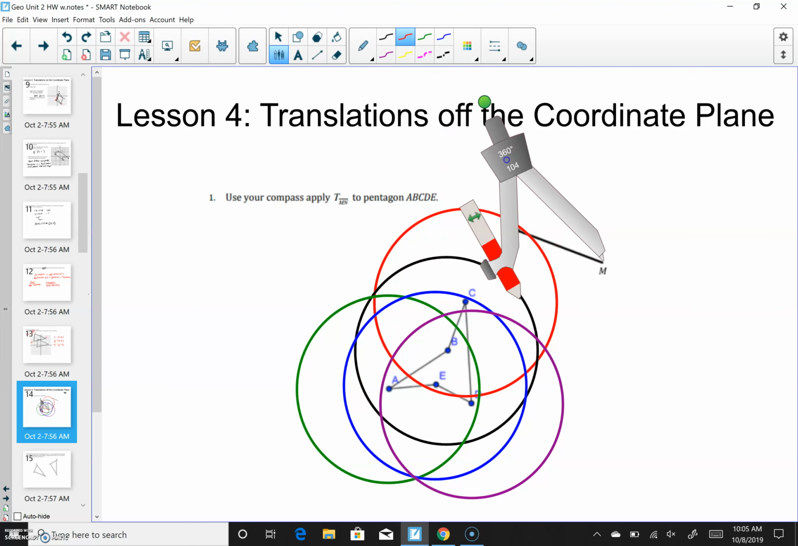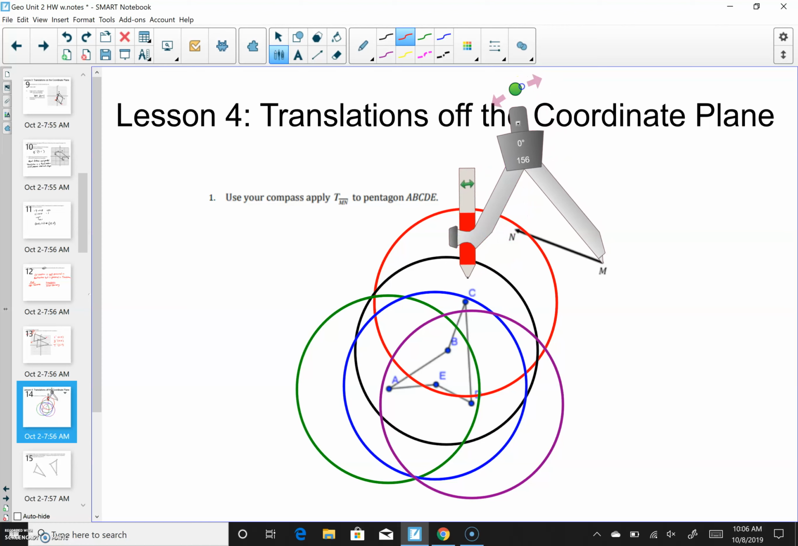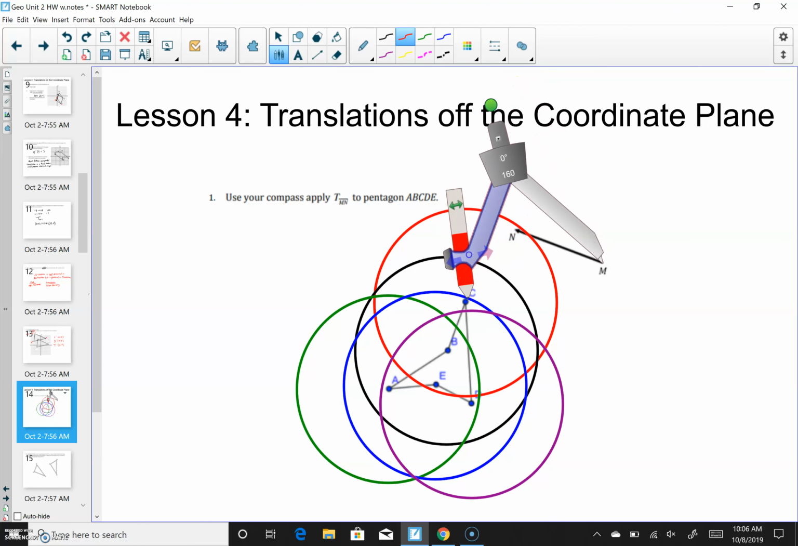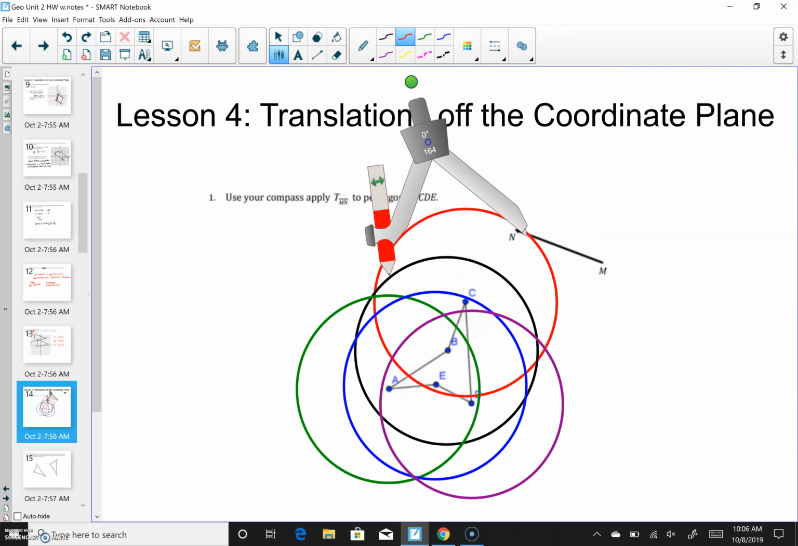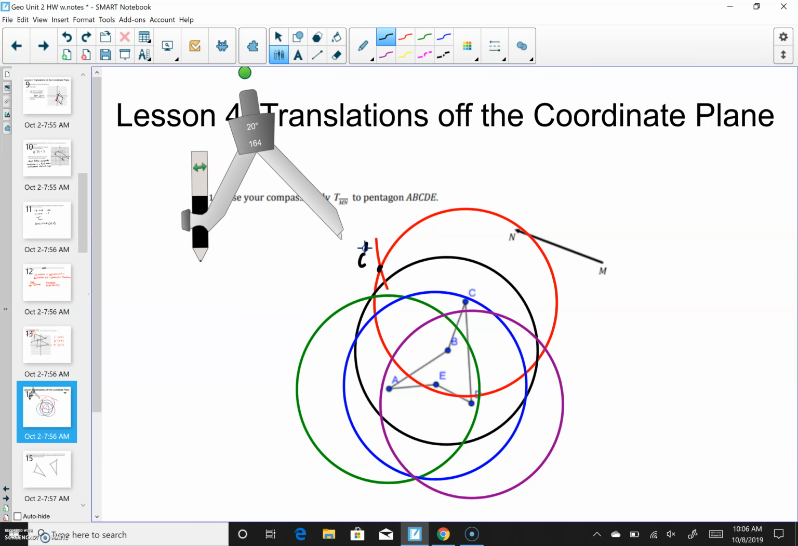After we do that, now we have to work individually 1 point at a time. And we're always going to start with the point of our compass on M, because that was the starting point of our vector. So what we need to do is measure the distance from the start of the vector to that original point. So in this case, from M to C. Then we're going to slide that distance over to N, and we're going to make an arc. And that point right there is going to become C prime.